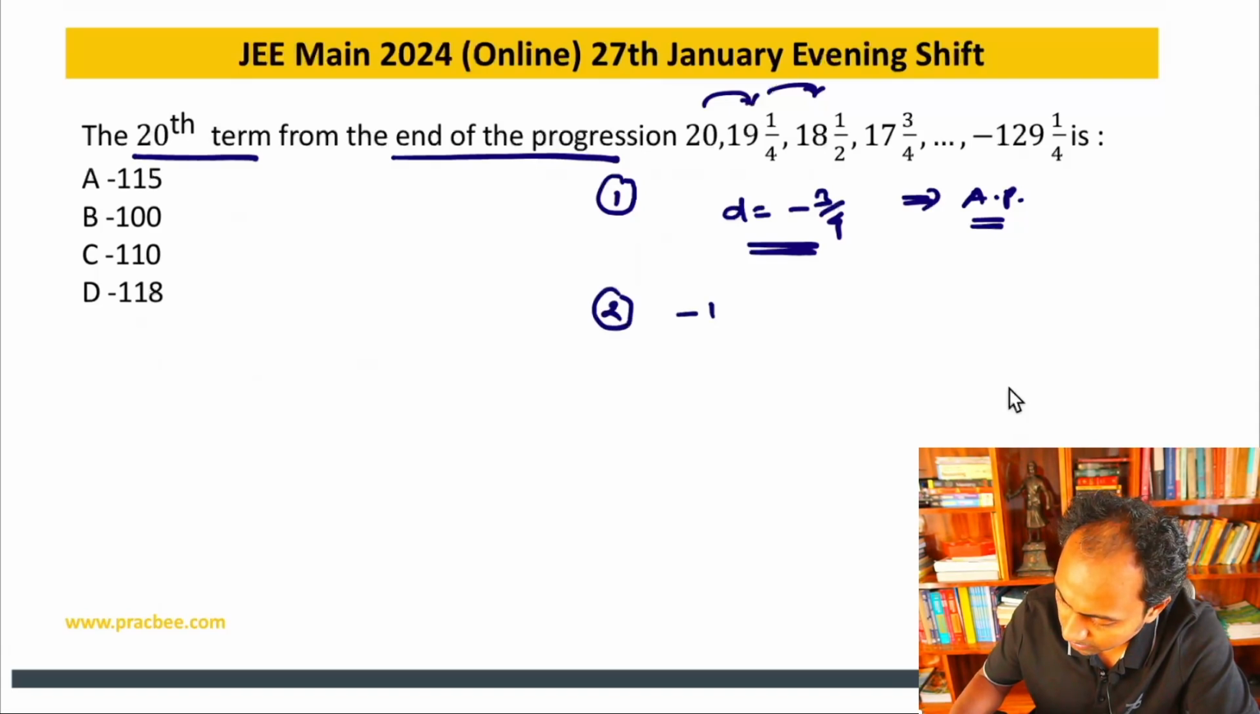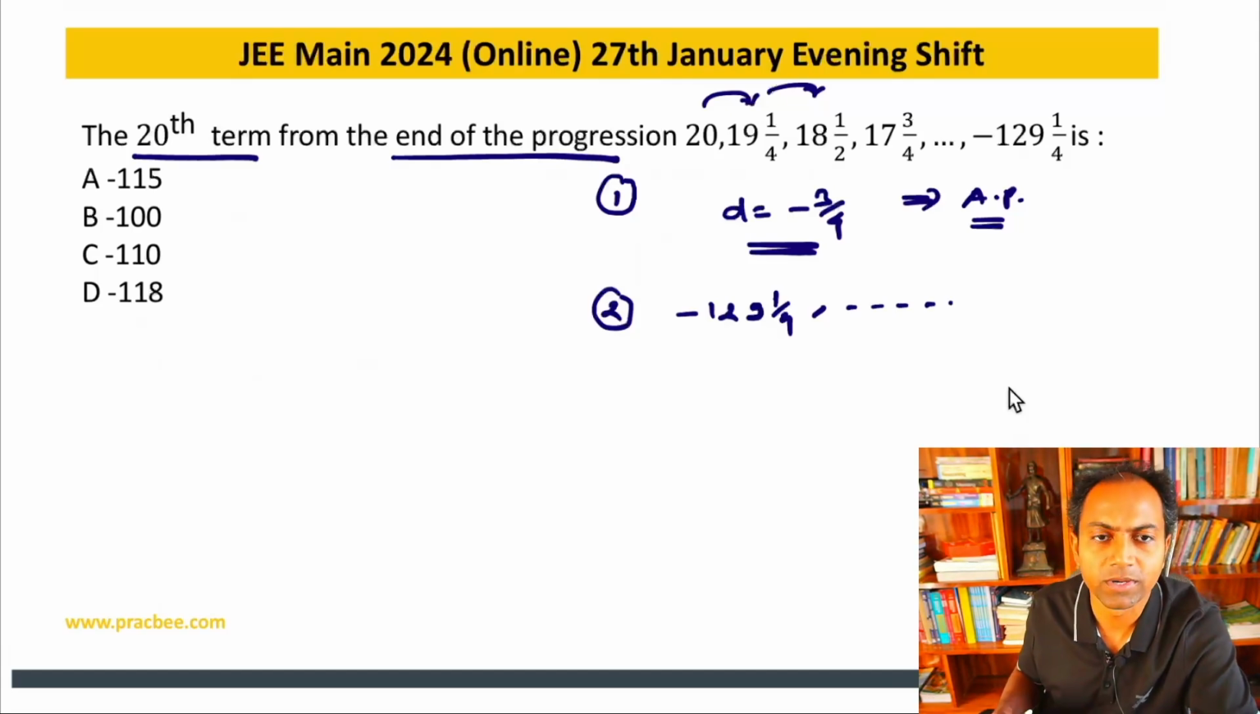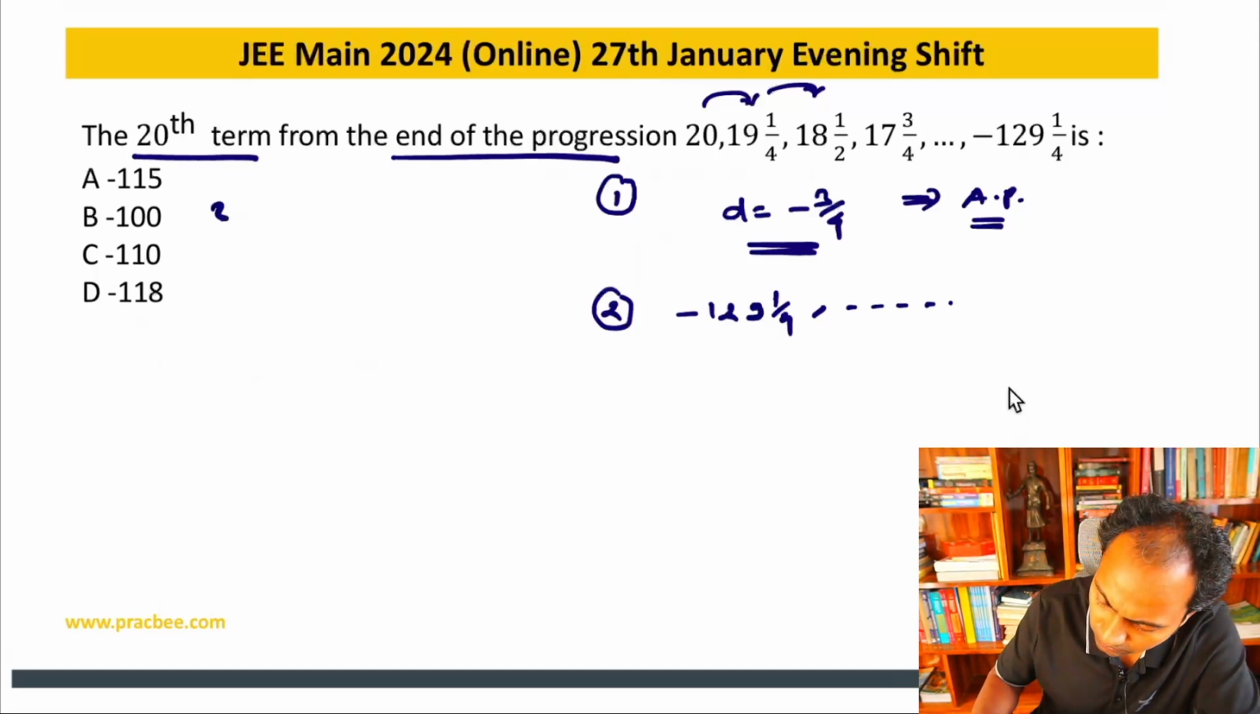So the first term will become minus 129 1 by 4, and so on and so forth, and we want to find the 20th term. So in step 3, what we are going to do is apply the formula of T20.